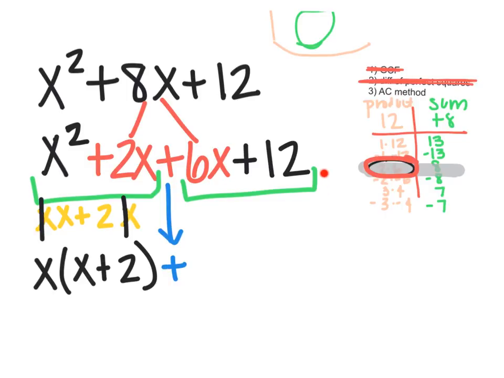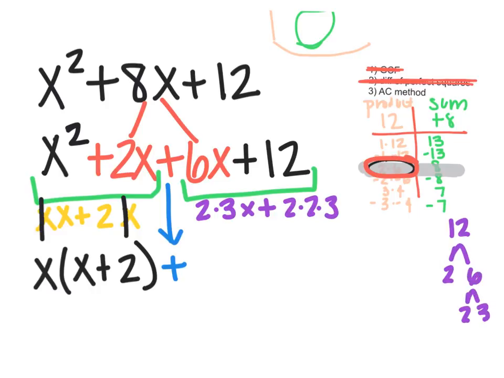I always, without fail, bring down this sign, whatever this sign is, and then I'm going to move over to my next pair that I grouped together, 6x plus 12, and I'm going to prime factor these. Well, 6 is 2 times 3, and then x. 12 is going to be 2 times 2 times 3. I figured that out because I did a factor tree. 12 is 2 times 6, and 6 is 2 times 3.